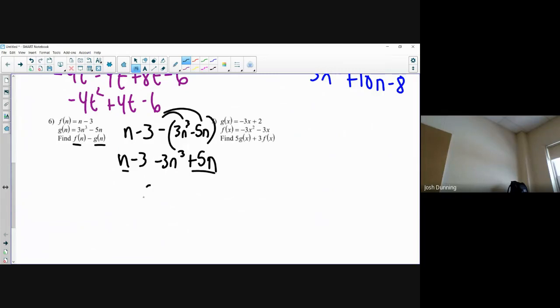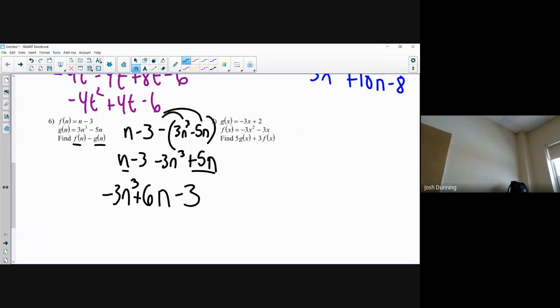plus 5n, that's 6n. I want the negative 3n cubed first. That 6 is positive, so I'll write plus. And I'll move that minus 3 to the end. Now, rearranging it like that isn't really necessary for full credit on the test for me. As long as you do it right, I'm happy. Sometimes on the multiple choice, though, you got to realize maybe they would have that n cubed first.